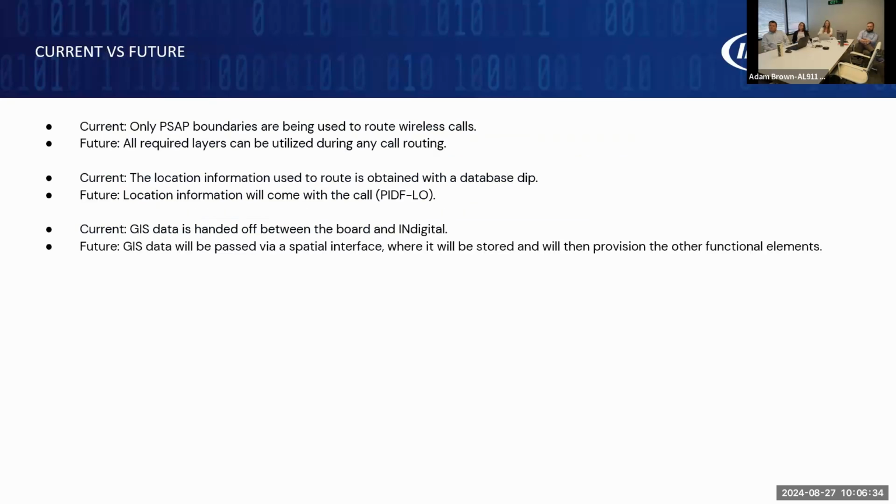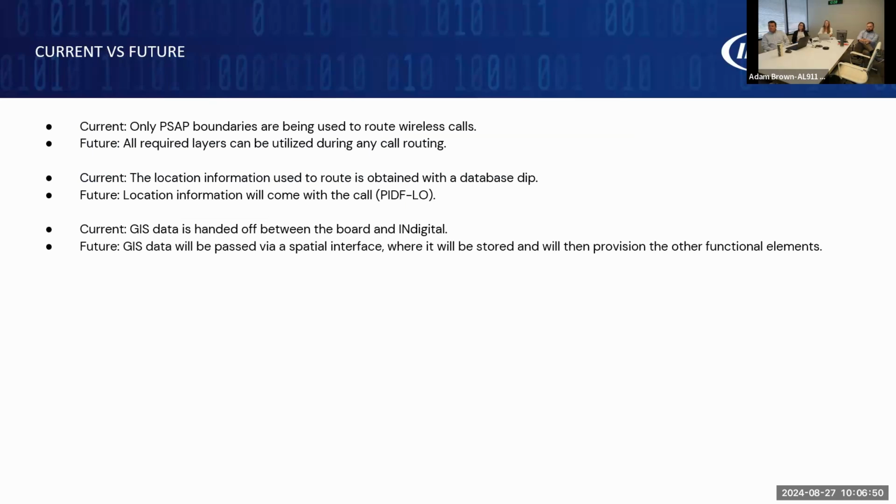So, current versus future. Currently we are only using your PSAP boundaries to route those wireless calls. If we do get a civic location, that again falls back to the tabular routing, and we are still using that MSAG information that you're updating with us.